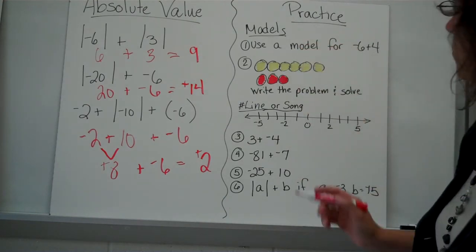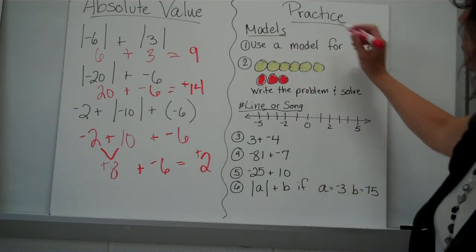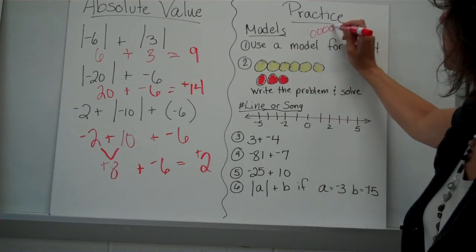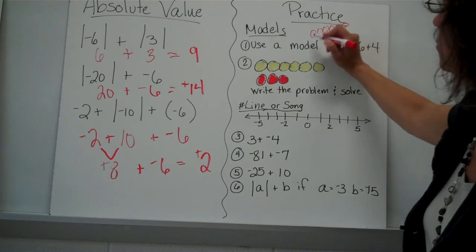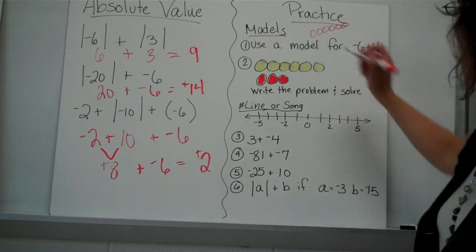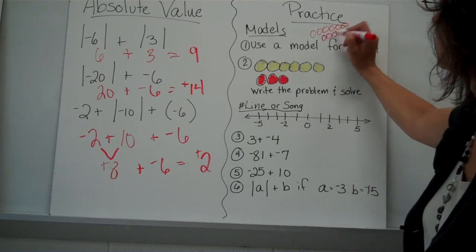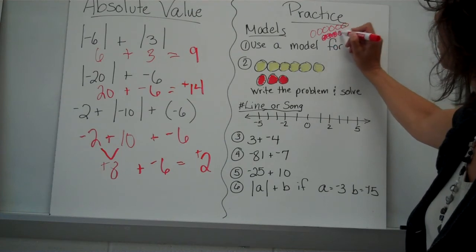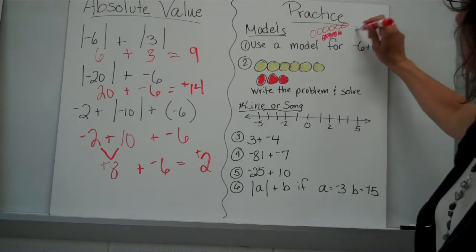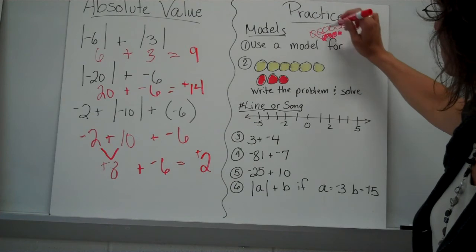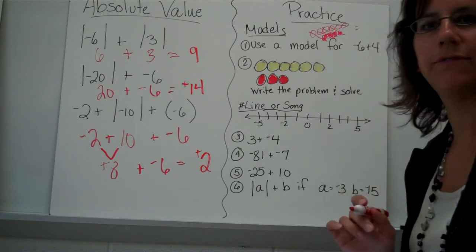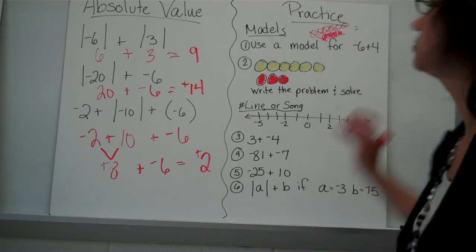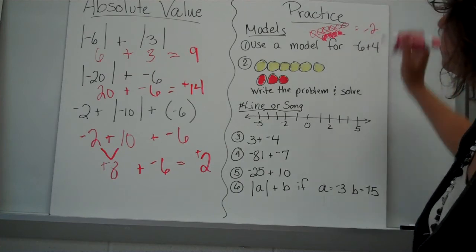All right, and this last set of examples here, this kind of goes through the video and all the different stuff that we covered. Using a model, hopefully you did 6 circles and color them yellow. And then 4 red circles. I've got the wrong marker here, don't I? And then find your 0 pairs and see what's left. We have 2 yellow circles left, so your answer should be negative 2.